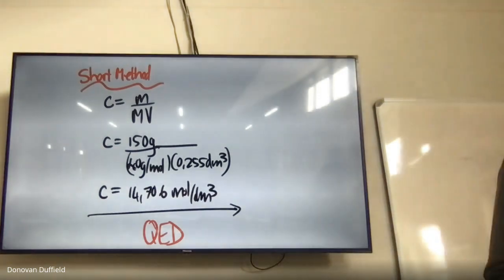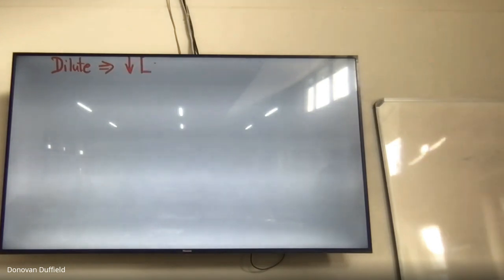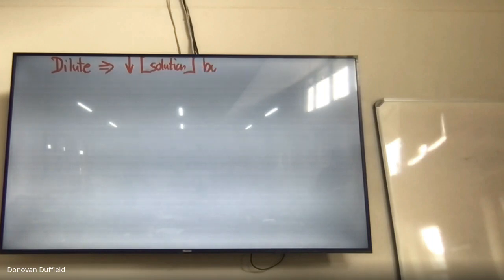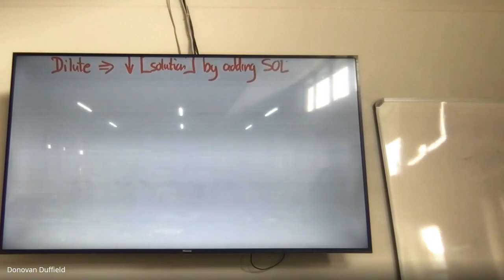Okay, so what I want to do is I want to do dilution. So dilute implies to decrease the concentration of a solution by adding solvent.